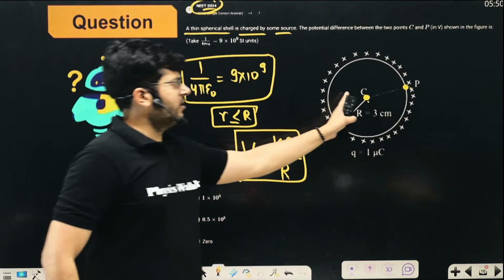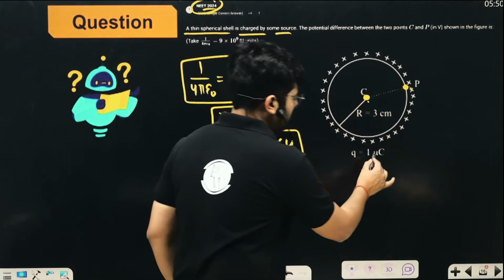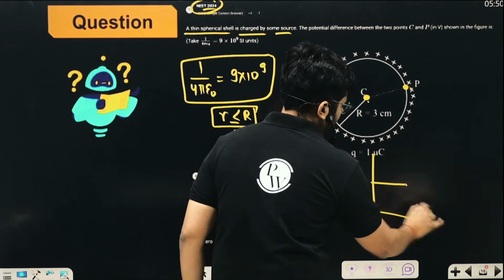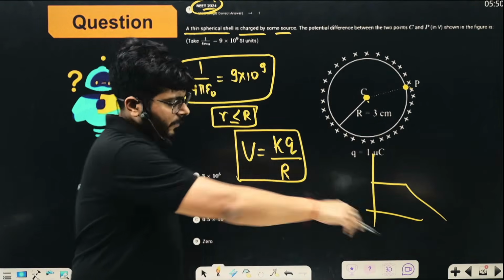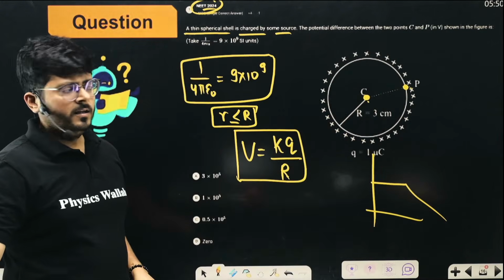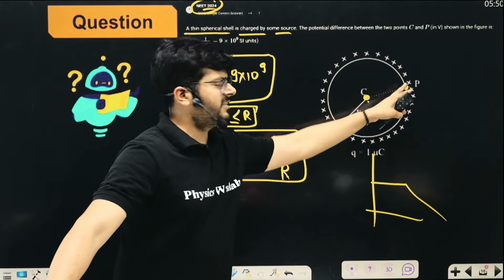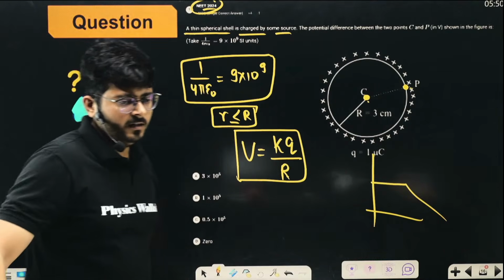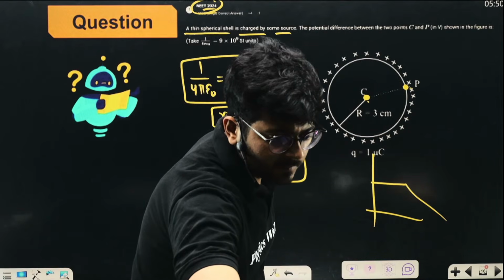So the variation of potential is 0. Potential is flat in this particular portion, and then it reduces like this. So what is really happening from here to here? Potential is the same. So what will be the difference of potential between C and P?